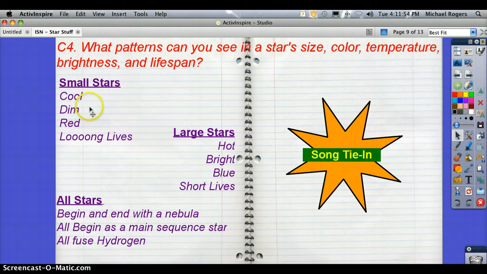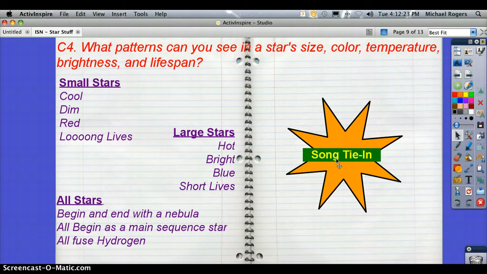So we just brainstormed in class after looking at the HR diagram and learning a lot about stars, and we realized that small stars are cool, they're dim, they're red in color, and they live an insanely long time. Large stars, however, are kind of the opposite. They're hot, they're bright, they're blue, and they have extremely short lives. And then all stars have this in common. They begin and end with a nebula. They all begin as a main sequence star, and they all fuse hydrogen.